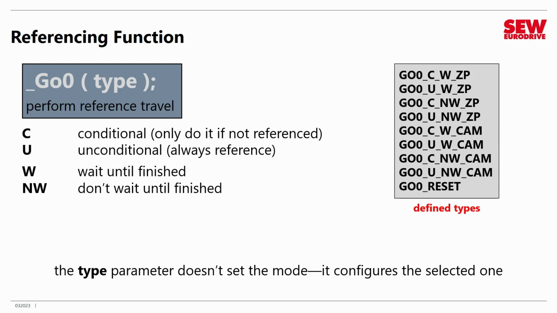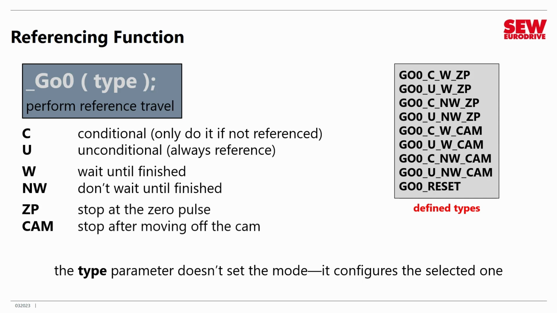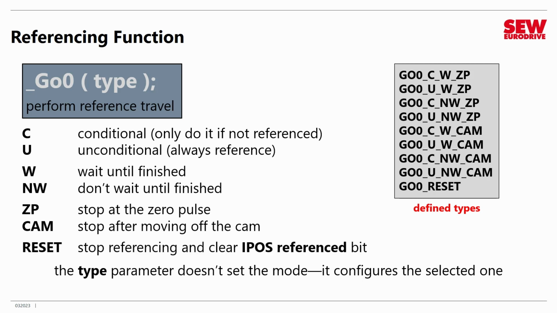And then there's one other one here, and there is zero pulse or CAM. If you pick ZP, it's going to use the zero pulse in addition to whatever sensor you've picked, if that's possible. And if you pick CAM, it's not going to use the zero pulse. It's just going to move away from a CAM and stop. Of course, if you're doing a mode that's different, like a limit switch type, then this parameter is obviously kind of silly. It's not going to use it. Okay, we'll talk more about that in just a second, but let's cover the last one, reset.